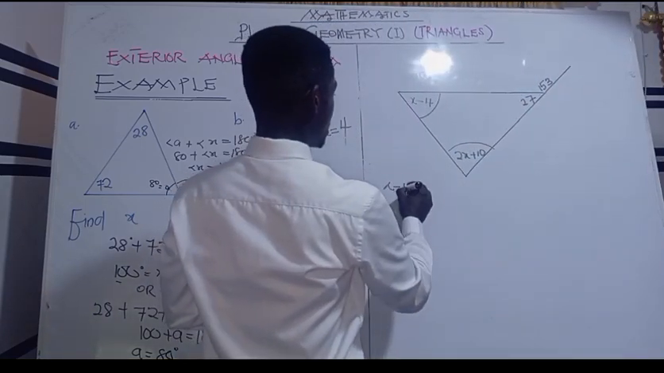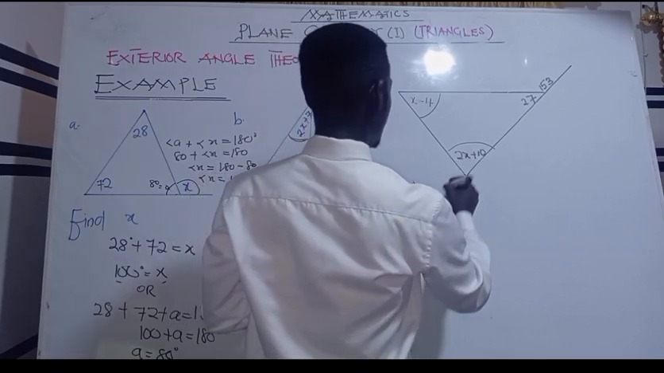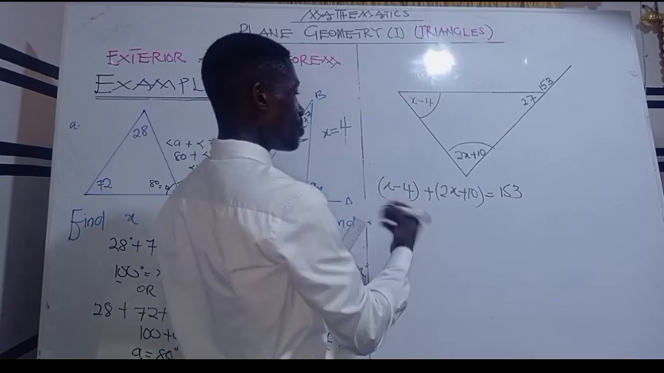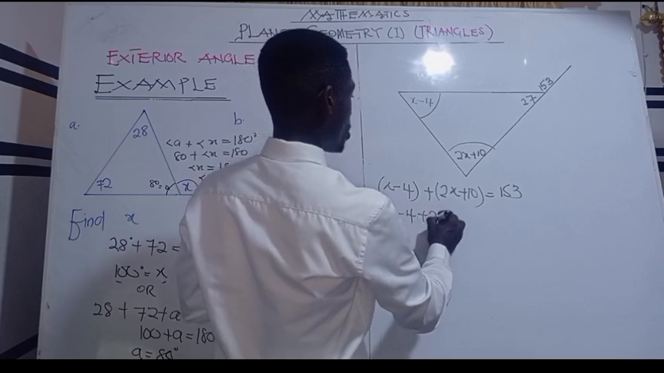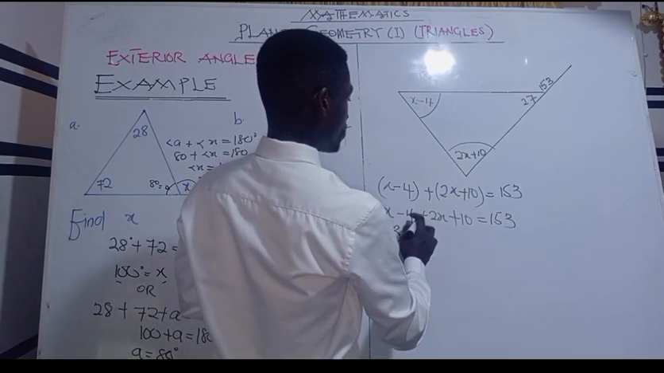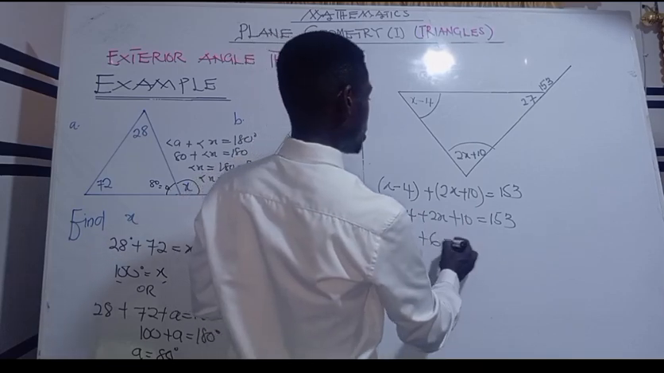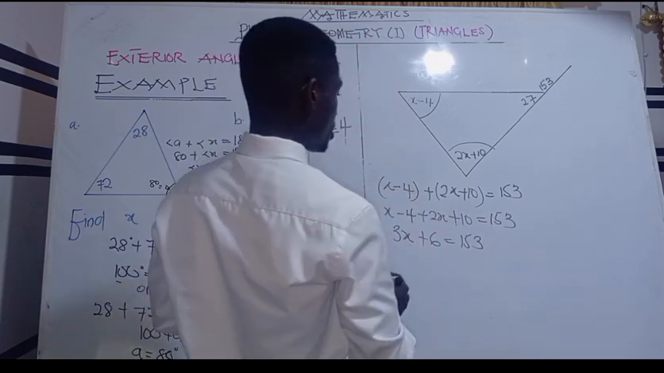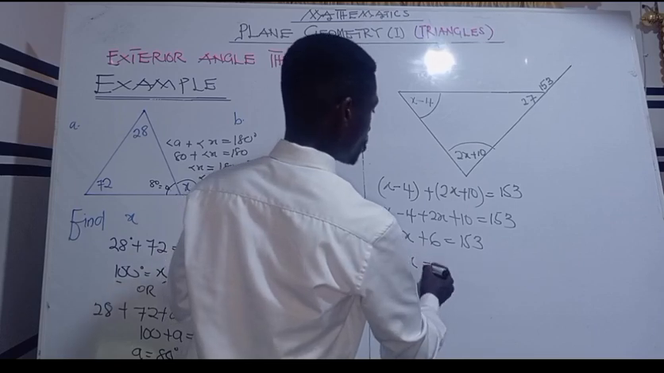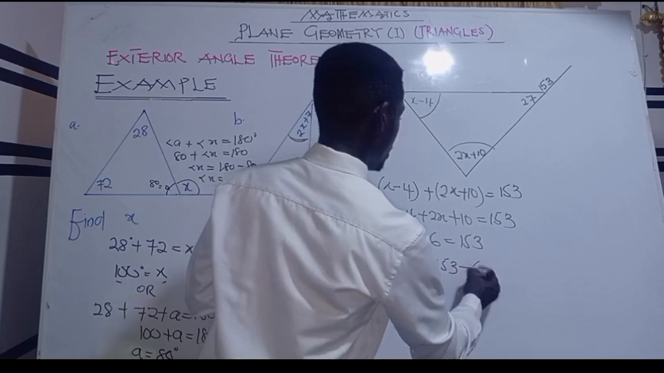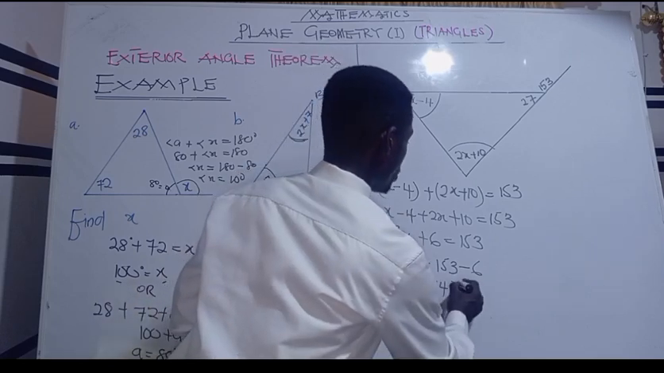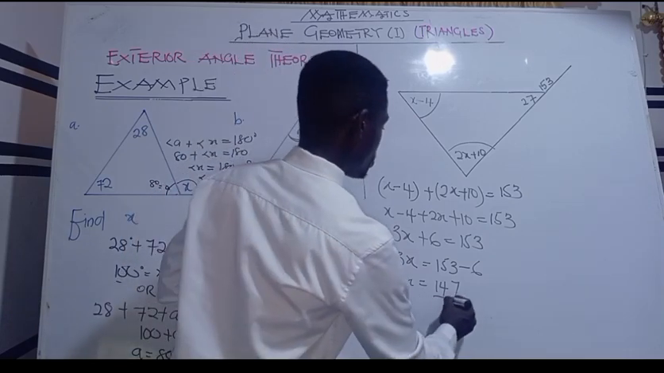So we know that x minus 4 plus 2x plus 10 is equal to 153. So removing the bracket, we are going to get x minus 4 plus 2x plus 10 is equal to 153. x plus 2x, we have 3x, minus 4 plus 10, we have 6, is equal to 153. Now what we are going to do is we send 6 to the other side of the equation and we are going to get 3x is equal to 153 minus 6. We have 147. Now we are looking for x, so we divide both sides by 3.